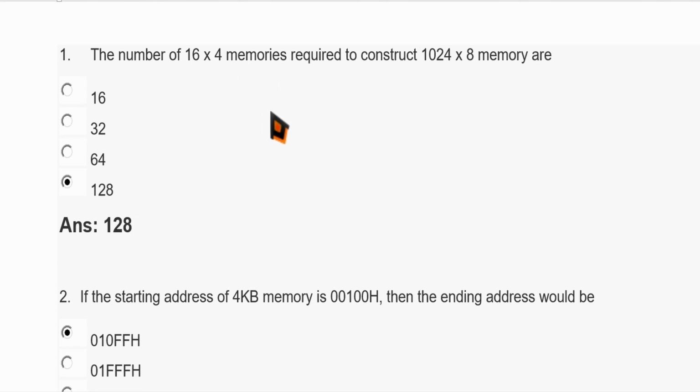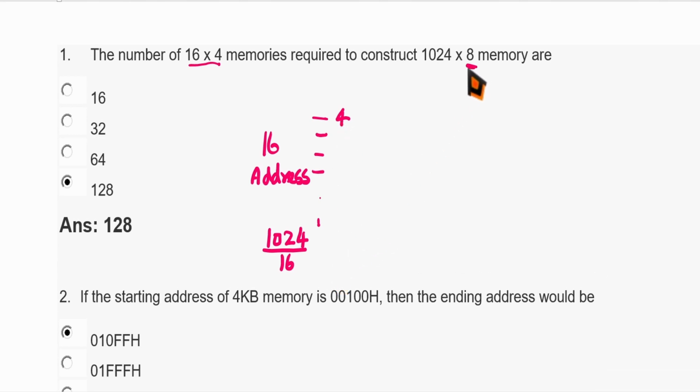To find out the answer, first we should understand how the locations in the memories are organized. 16 by 4 memories means 16 addresses will be there. In each address, 4 bits are stored. When you need 1024 addresses, then you divide this 1024 by 16 addresses, and in each address you will store only 4 bits. But here we have to store 8 bits in each address. So you need one more such setup.